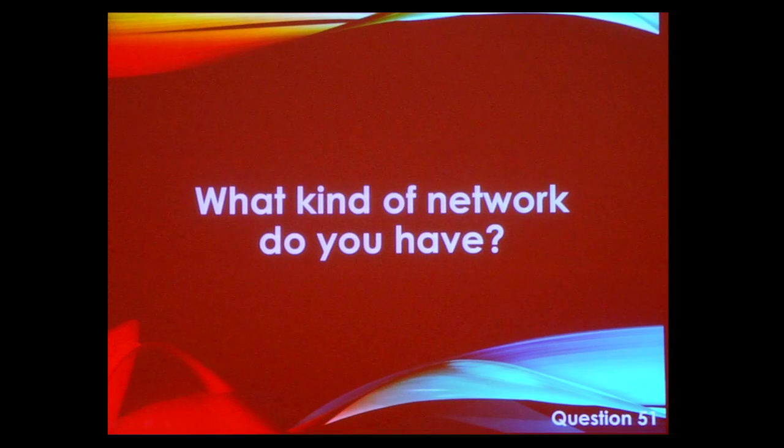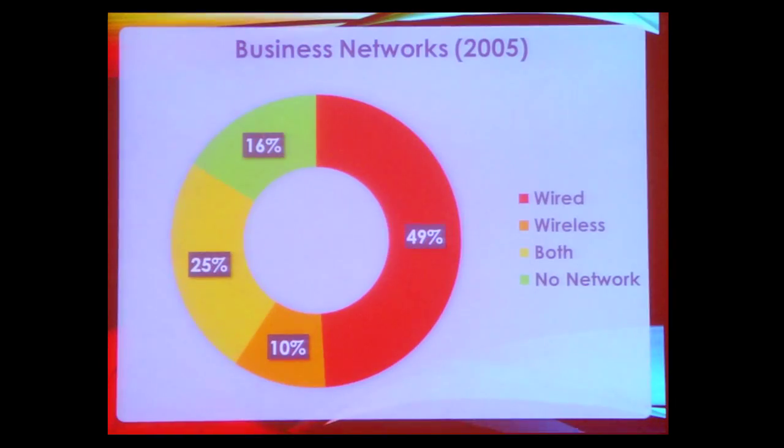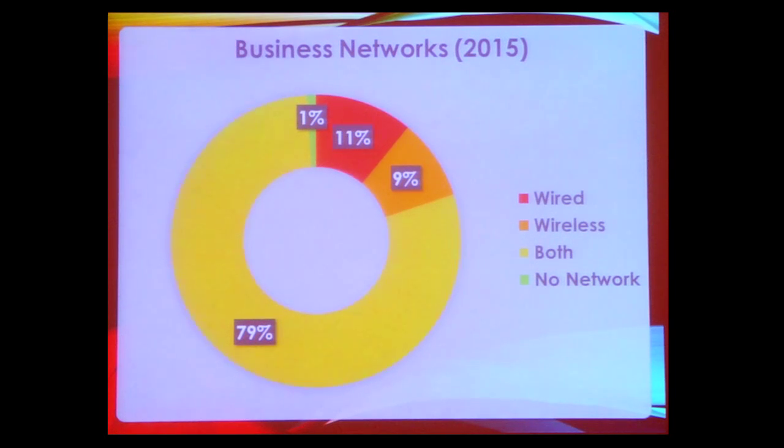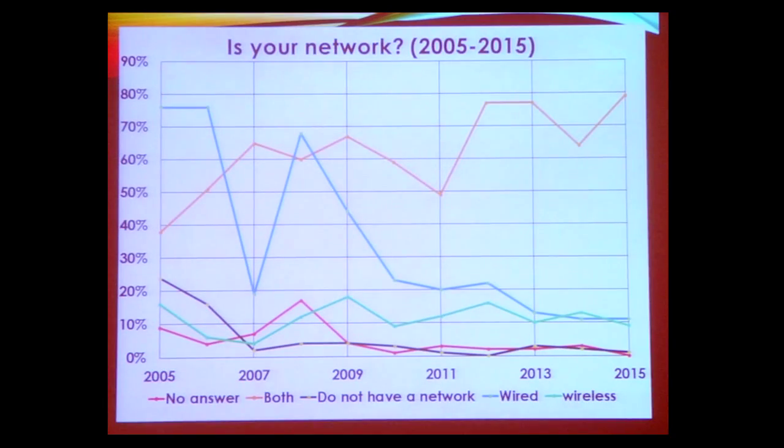Okay, so our next question is, what kind of network do you have? With the answers being wired, wireless, both, or no network at all. In the year of 2005, we saw that about 50% only had wired networks, with only 25% being both. We saw that most of that dropped, or 50% of that basically dropped off and became 24% wired, while most of that went to both. And then again, it halved in 2015. And here's the overall trend line with an upward slope of both being used.